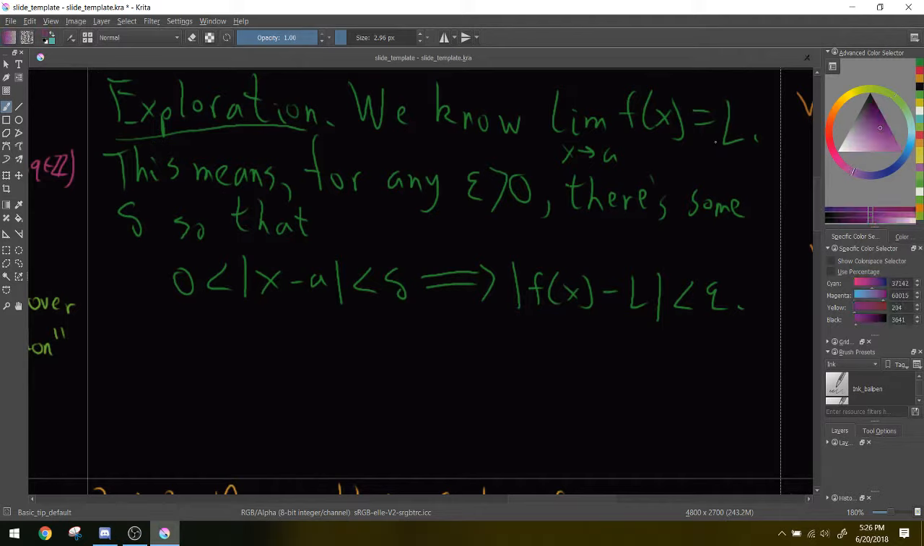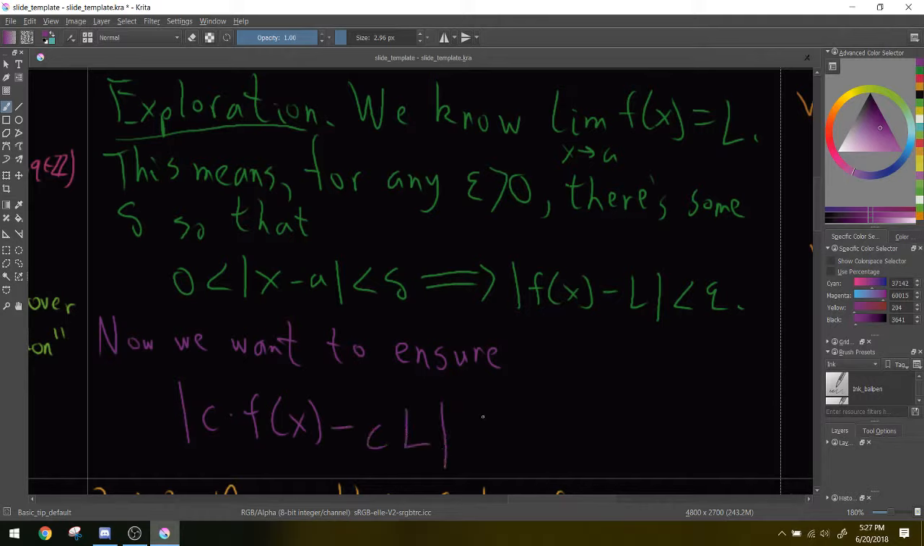What do we want to show? Now we want to ensure something different. So the function we're interested in now is c times f of x, right? So we're multiplying by a constant c. And we want that to be close to c times L, the absolute value less than, well, I don't want to use the same letter epsilon, so this is different, epsilon tilde, with a tilde over it. So this is some other small quantity.